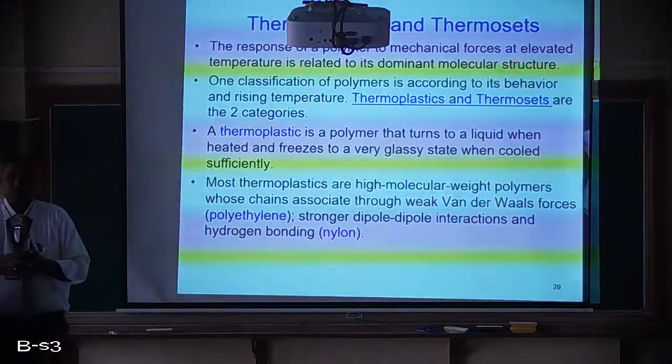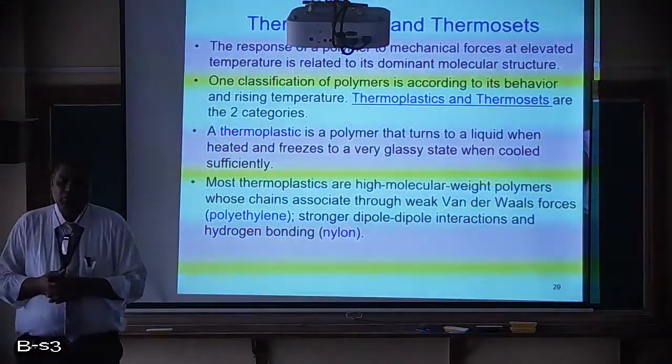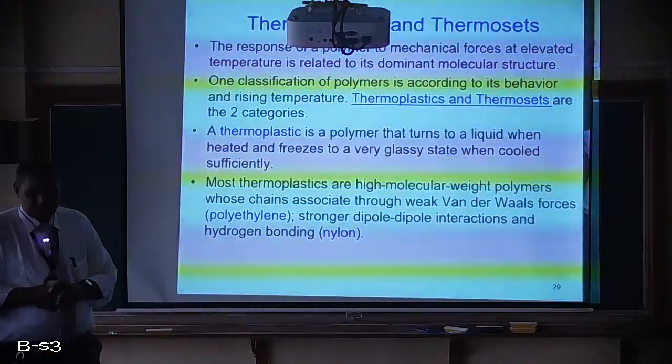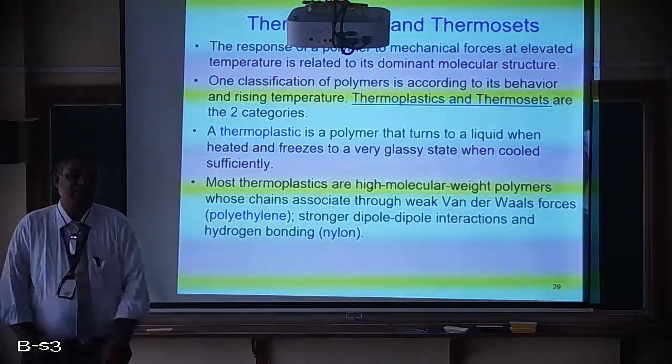So next, these polymers are again subclassified into thermoplastic and thermosetting polymers. So we'll see about these thermosetting and thermoplastic materials in the next class.